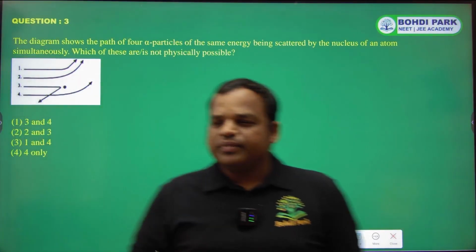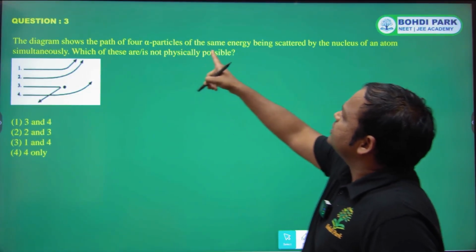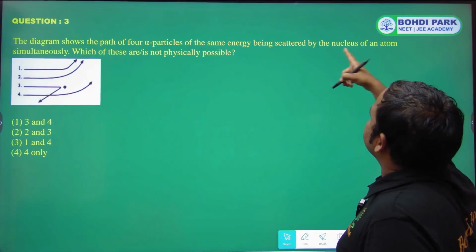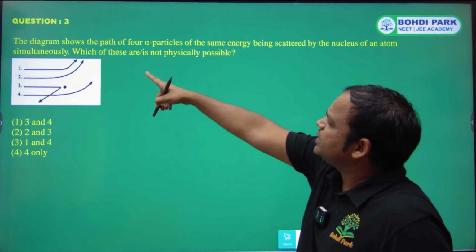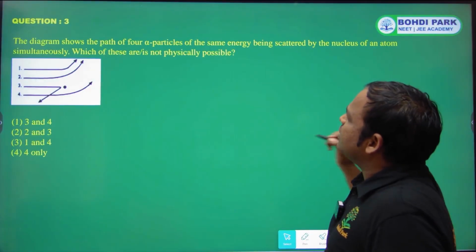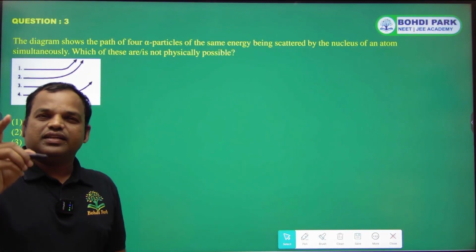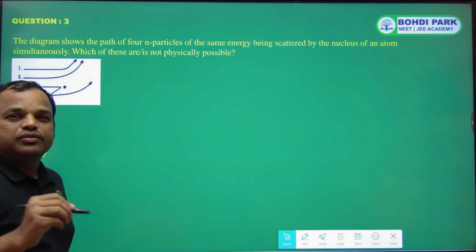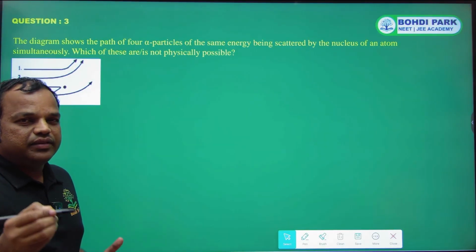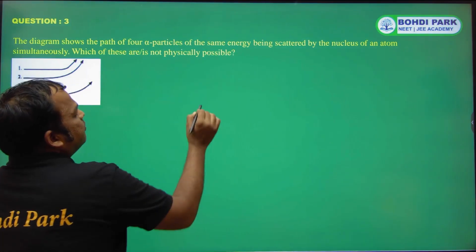Now look at question number 3. The diagram shows the path of 4 alpha particles of the same energy being scattered by the nucleus of an atom simultaneously. Which of these are not physically possible? So we know that the alpha particle is positively charged and the nucleus is also positively charged. So gold nucleus and alpha particle will repel each other. So the path followed by the alpha particle will be like this.